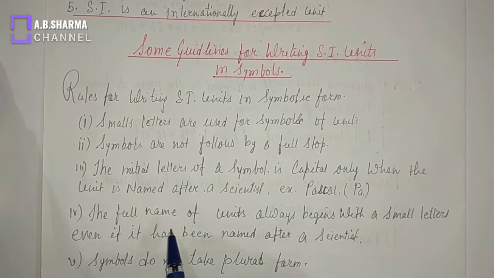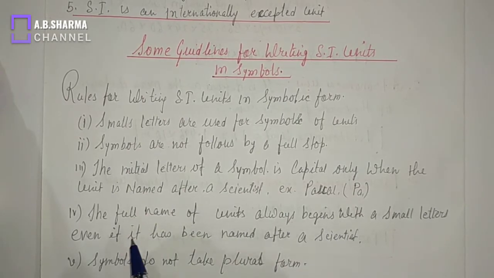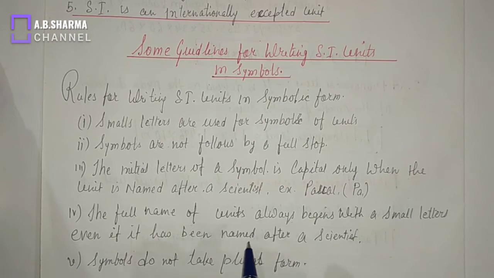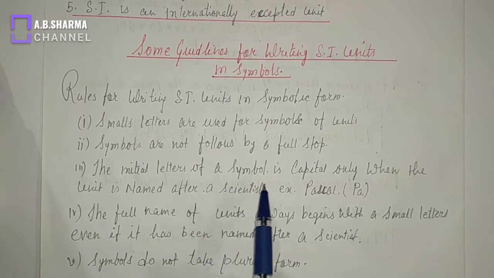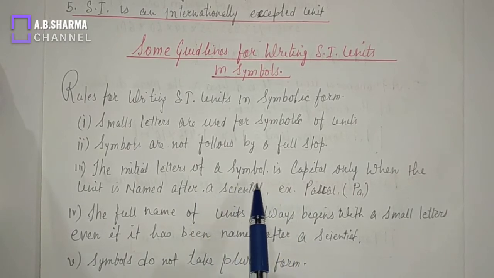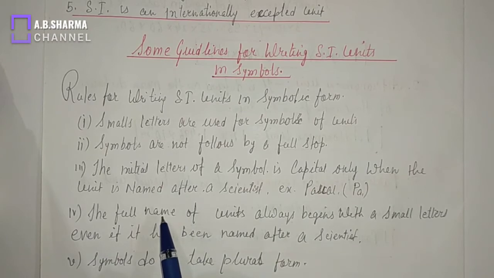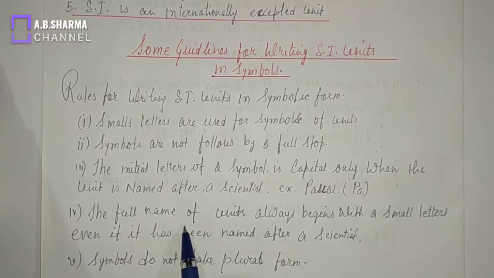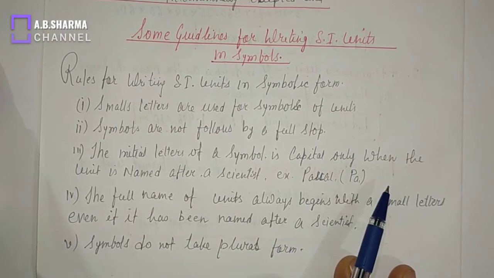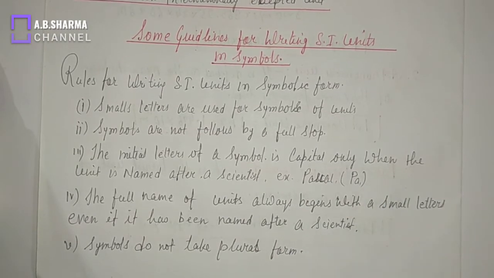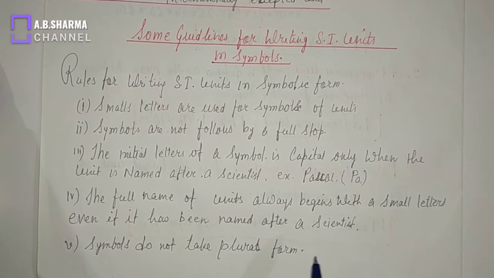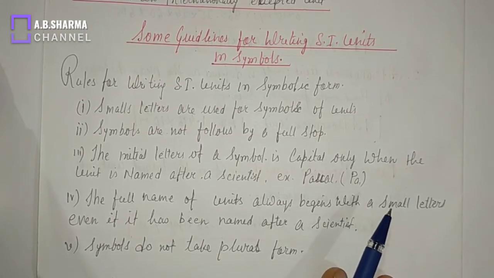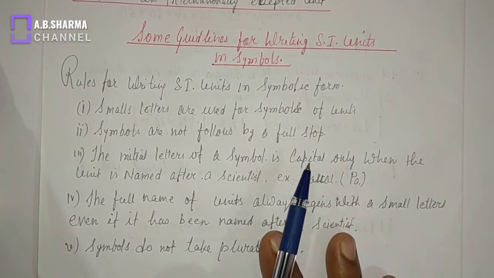Remember that. The full name of a unit always begins with a small letter even if it has been named after a scientist. It means when we use the abbreviation, we use a capital letter, and when we write the full name of the unit, we start with a small letter. Symbols do not take plural form, not like kilograms, grams. We will write gram and kilogram. So these were the guidelines for writing SI units.